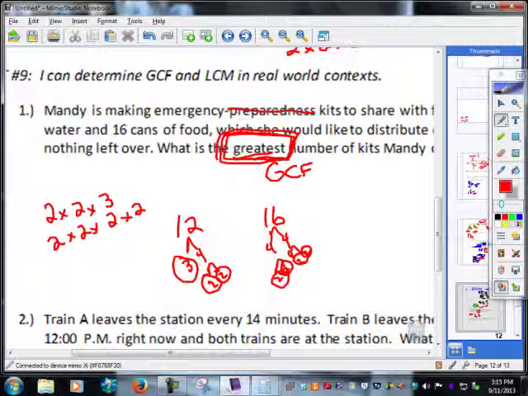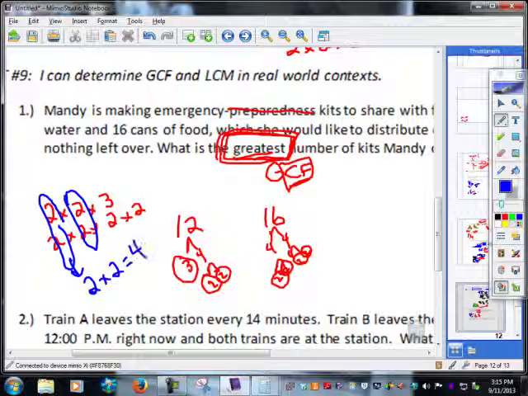Okay, we stack them. Now remember, we're looking for, what does CF stand for? Common factors. Look for common factors. I see common 2s. I see common 2s. Okay, and that's all I see. That's all they have in common. So I have 1 in common, and I have another one in common. Therefore, we have a GCF of 4. She can make 4 kits, is what it's saying.